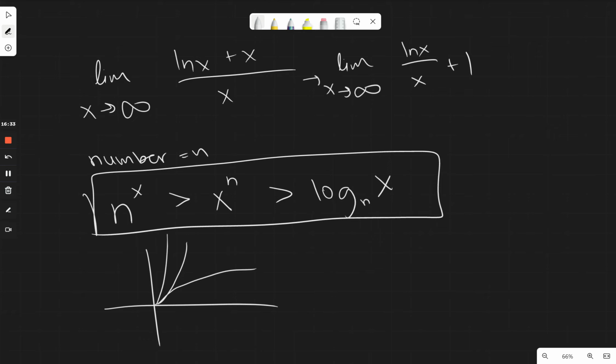Speaking of which, this is natural log of x, so log base e of x, and that's x to the first. The denominator is going to grow way faster, meaning as x approaches infinity, it's going to be way up here somewhere, whereas the log is not going to be even close to that. So this is just 0 plus 1, because the natural log of x is insignificant compared to this x. So the answer to this question is 1. And this is really important to note.